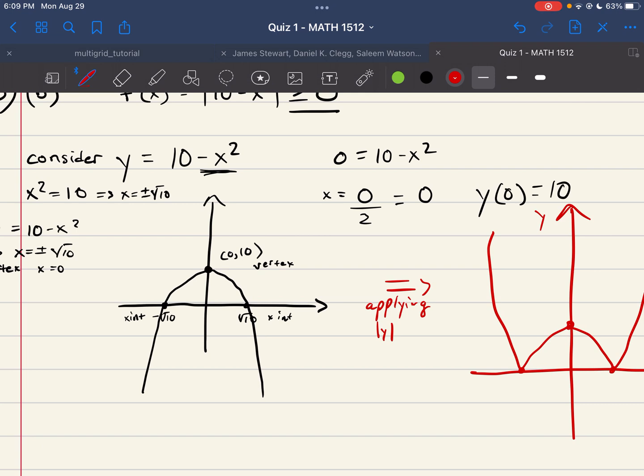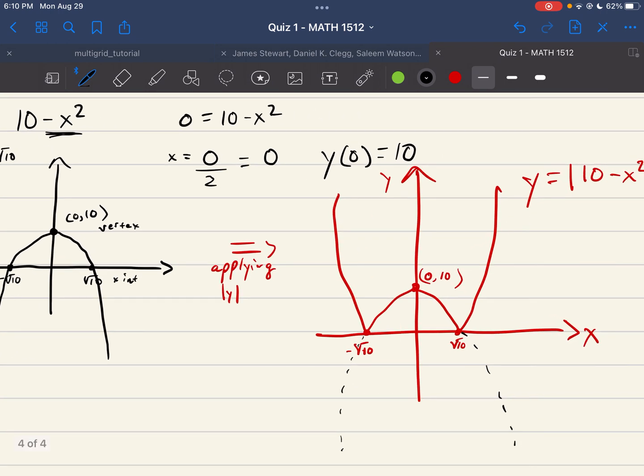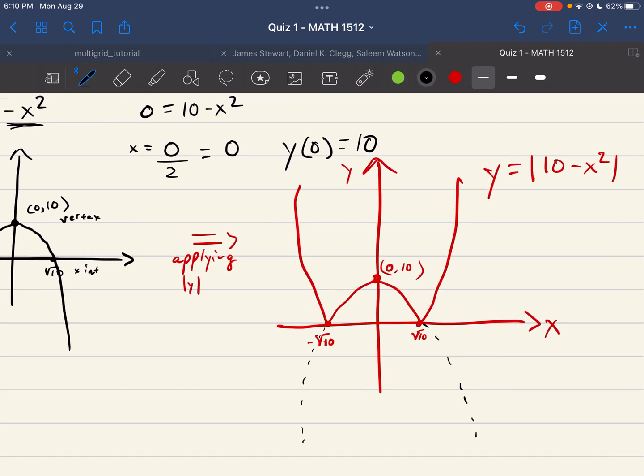If we apply that to our y, every y value that's negative will become positive. So we get our same x-intercepts at negative square root of 10 and positive square root of 10. Same vertex at 0, 10. But now, what was negative before is now positive. So we see that this was our negative part before, which now becomes positive. That gives us the graph of y equals the absolute value of 10 minus x squared.